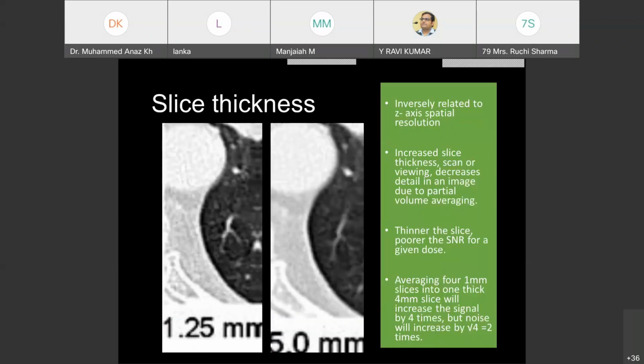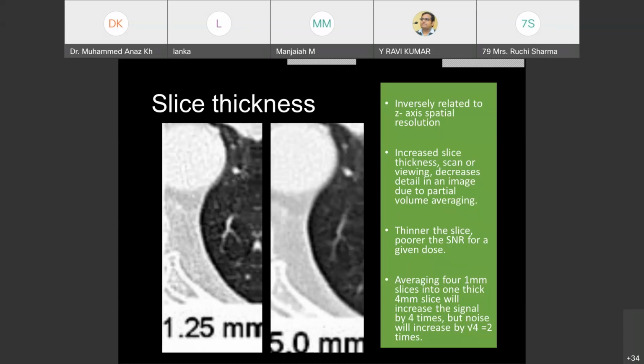Then another important parameter is slice thickness. It is inversely related to z-axis spatial resolution. Increased slice thickness, scanned or viewed, decreases the detail in an image due to partial volume averaging. The thinner the slice, the poorer the signal to noise ratio for a given dose. So averaging 1 mm slices into one thick 4 mm slice will increase the signal by 4 times, but noise will increase by the root of 4, that is 2 times.